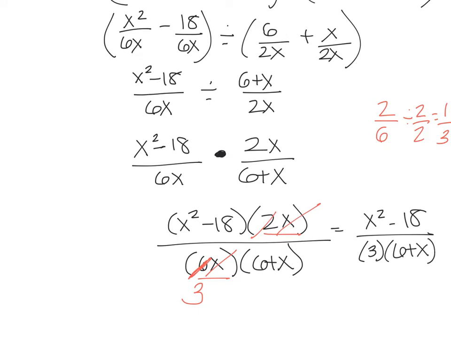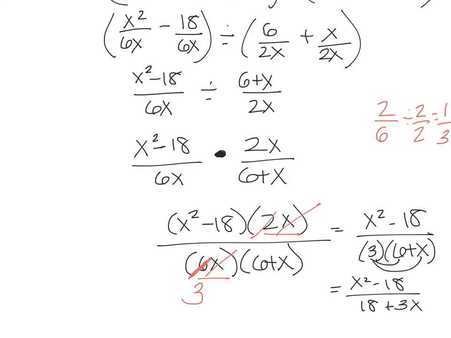Now our multiple choice answers are not in factored form. So that means I'm going to multiply or distribute the 3 to each of the terms in parentheses in the denominator position. And that will give me an answer that is a choice in our problem. So I still have that x squared minus 18 as the numerator, and then the 3 times the 6 gives me an 18, and the 3 times the x gives me a positive 3x.